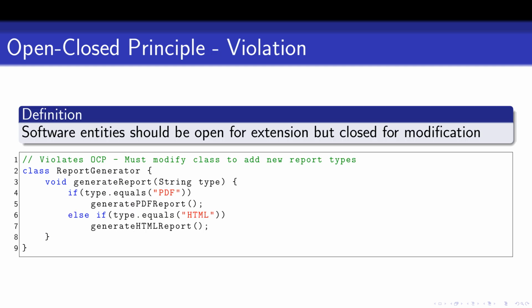The open-closed principle advocates for software entities to be open for extension, but closed for modification. It encourages designing systems where functionality can be added without changing existing code. Violations require modifying existing code to add functionality.